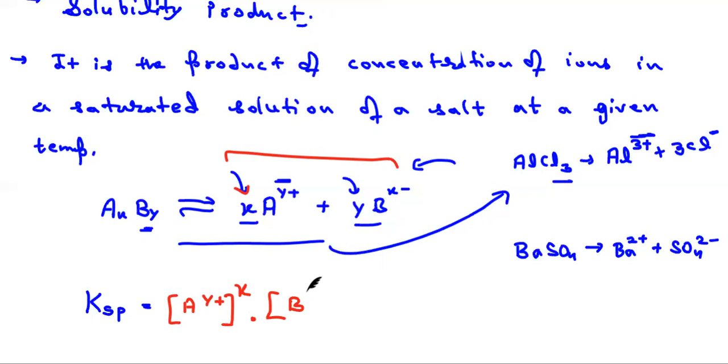The power of that would be y. And what is the charge on that? The charge of that is going to be negative. Yes, x minus. Got it? So this is how we can find out the Ksp.